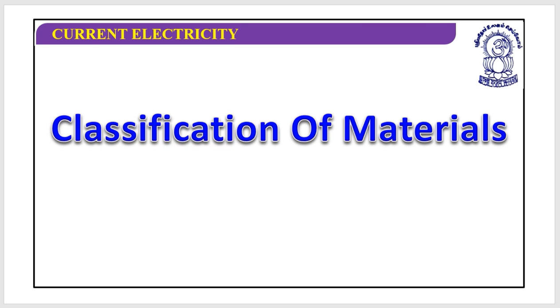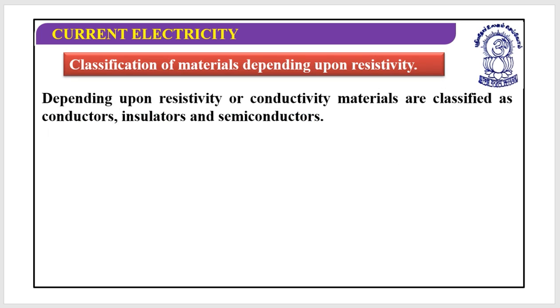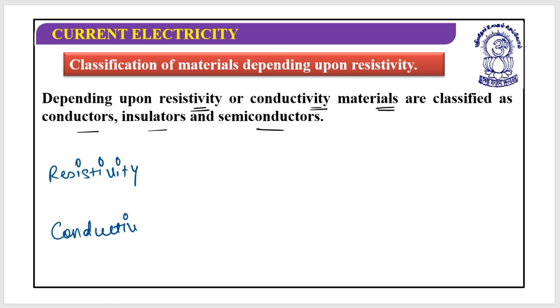In today's class, first we are going to discuss the classification of the materials. We know that materials can be classified according to their resistivity or conductivity, and based on resistivity or conductivity we can classify any material in three categories: the conductors, insulators and semiconductors.